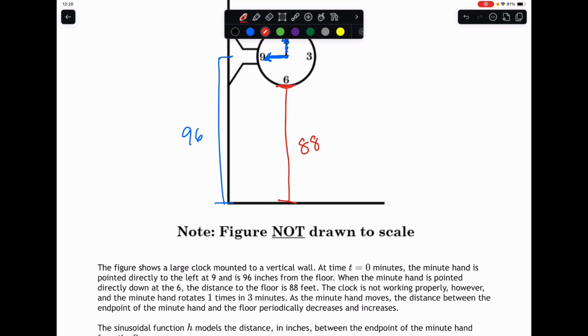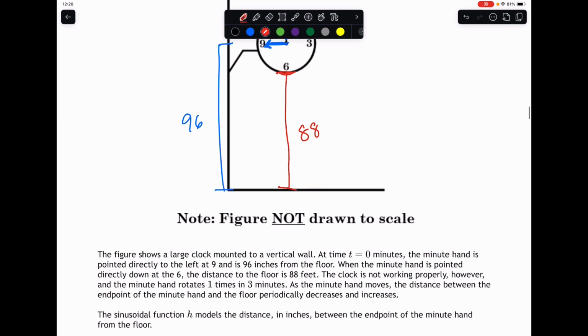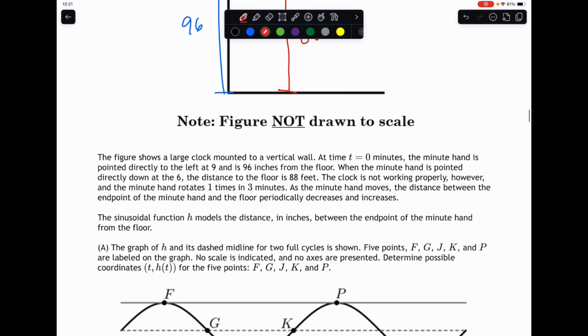The clock is not working properly, however, and the minute hand rotates one time in 3 minutes. As the minute hand moves, the distance between the endpoint of the minute hand and the floor periodically increases and decreases. So the sinusoidal function h is going to model the distance in inches between the endpoint of the minute hand and the floor.